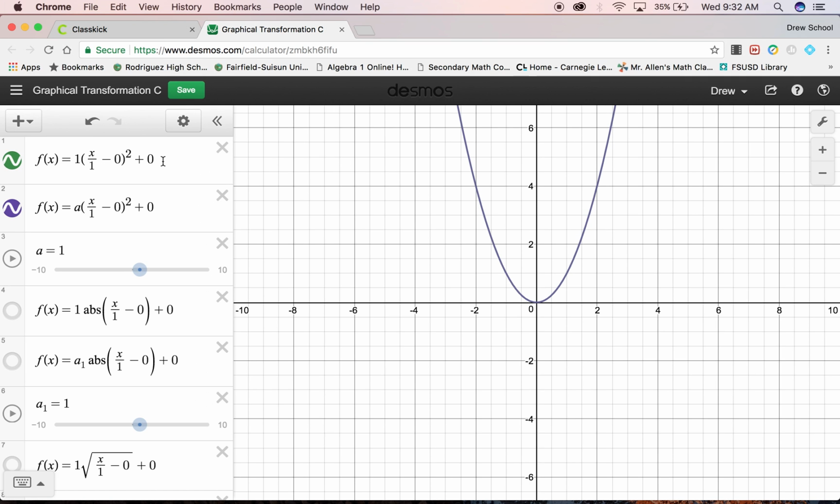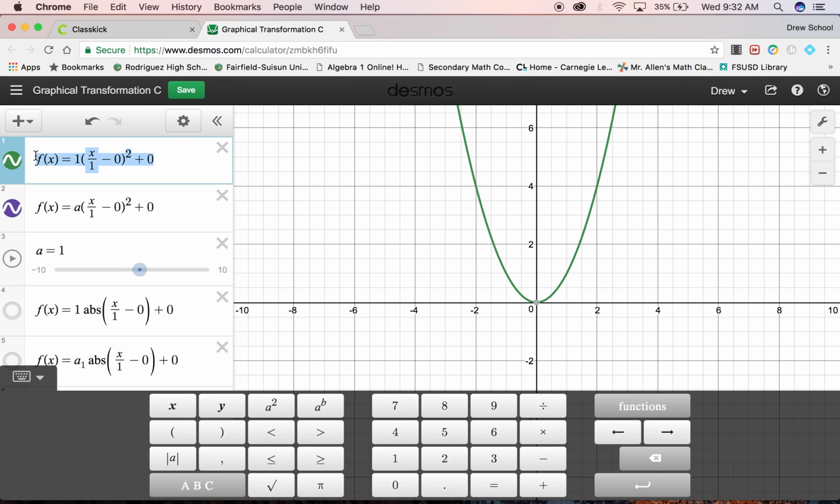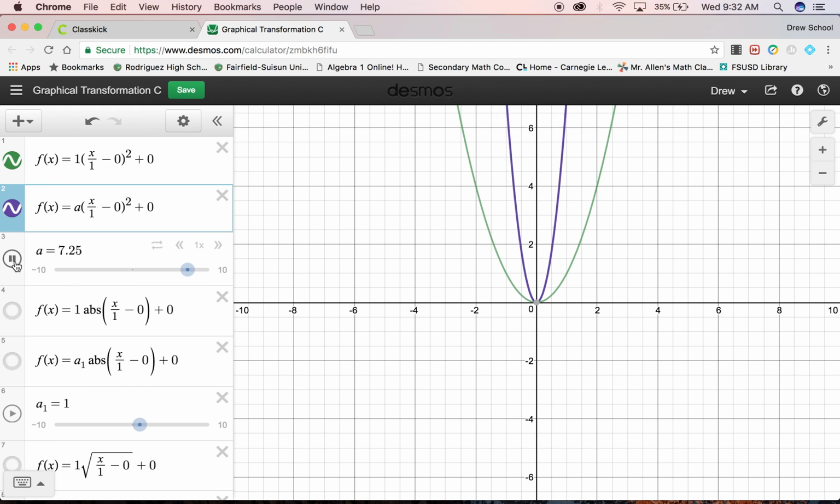All right, so again, we have our normal regular starting function or mother function, f of x equals x squared. This time, the a value is going to change. And notice on the outside what happens. As the a value is getting bigger, we're having what's called a vertical stretch. The graph is stretching vertically.